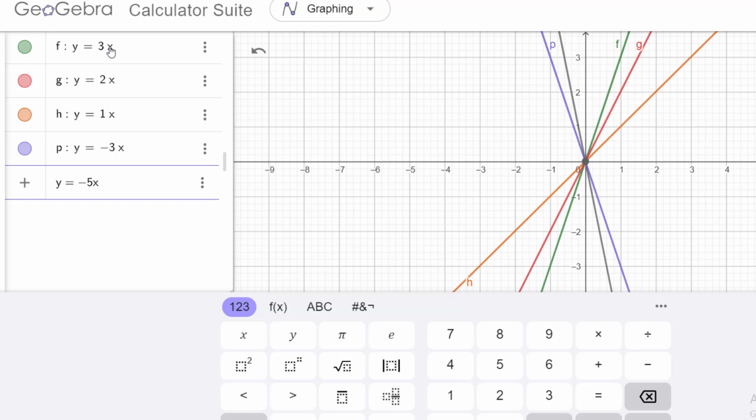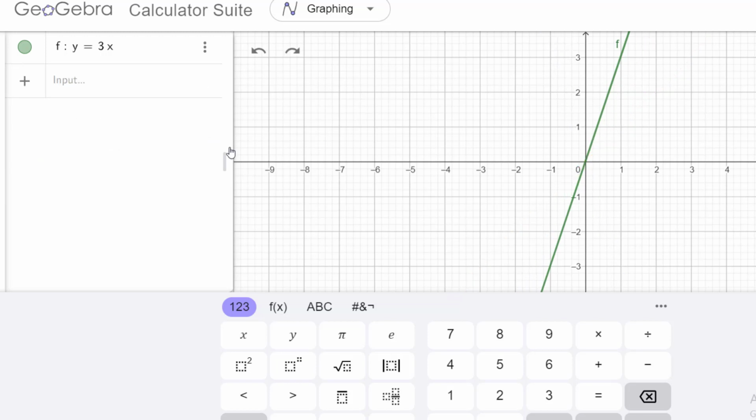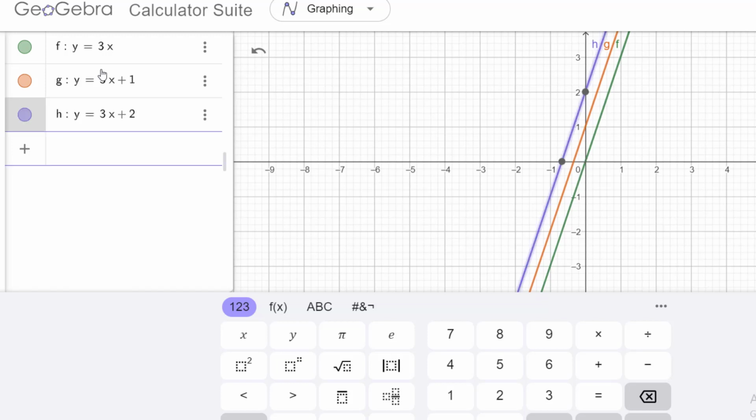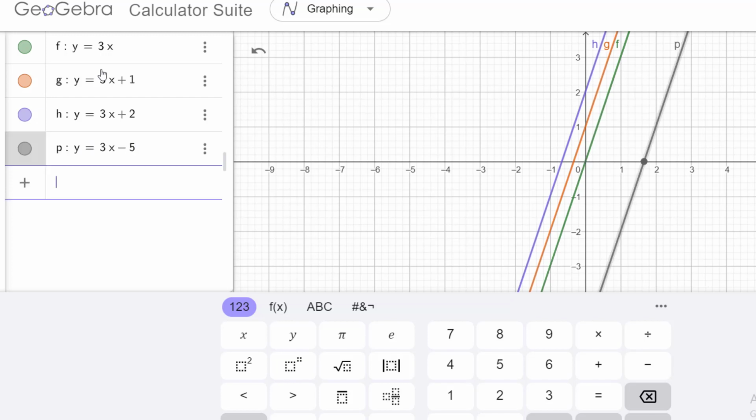But to tell the exact line, we need the y-intercept. For example, now we'll consider y equal to 3x. Same way, I'm considering y equal to 3x plus 1, y equal to 3x plus 2, y equal to 3x minus 5.